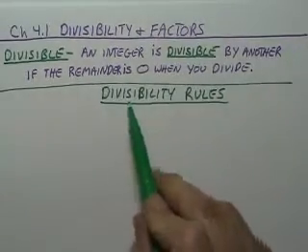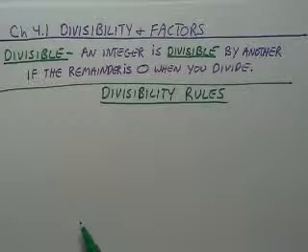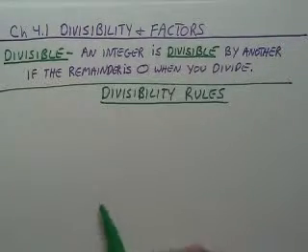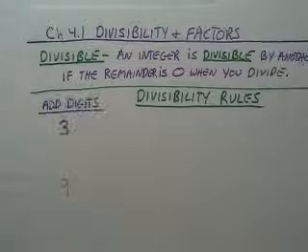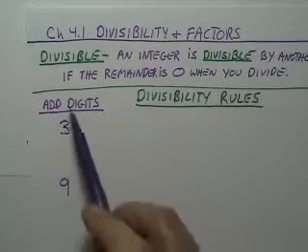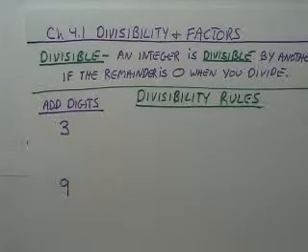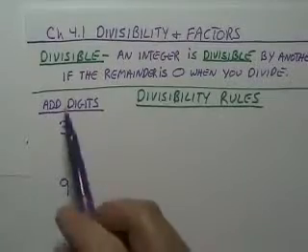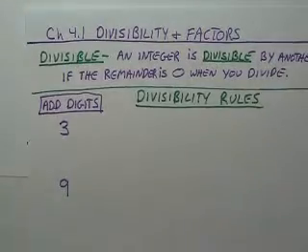Okay, now let's look at some divisibility rules. We can determine if a small number goes into a larger number simply by following some rules. We're going to look at the rules for 3 and 9. And the key here is that we want to add the digits.